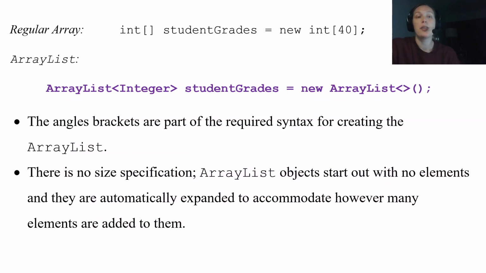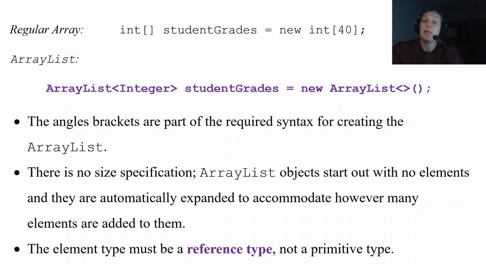Okay, there's no size specification. Notice how I made an array of 40 integer values up here, but I don't have 40 anywhere in that ArrayList creation. That's because when you use the default constructor for an ArrayList, it starts off with zero elements, no elements. And the ArrayList automatically expands when you add however many elements you want to add. So this, what you see right here, creates an ArrayList with no elements at all.